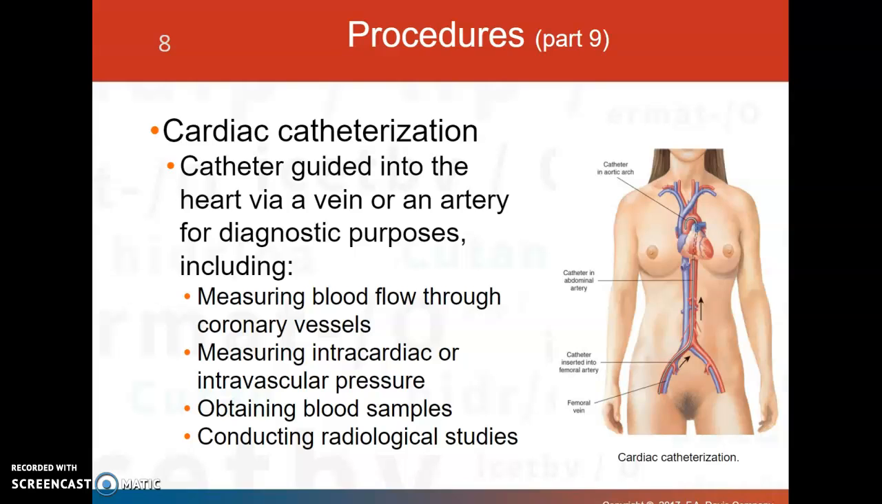If it's really like 100% clogged, that's when they decide that they can't just put a stent in. They can put a stent in during a cardiac cath, but if they need the coronary artery bypass graft, then that requires open heart surgery. That's when they'll cut open the chest and take that artery from the femoral and put it up in the heart.